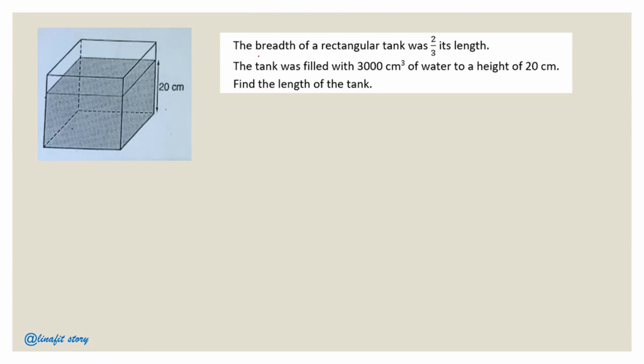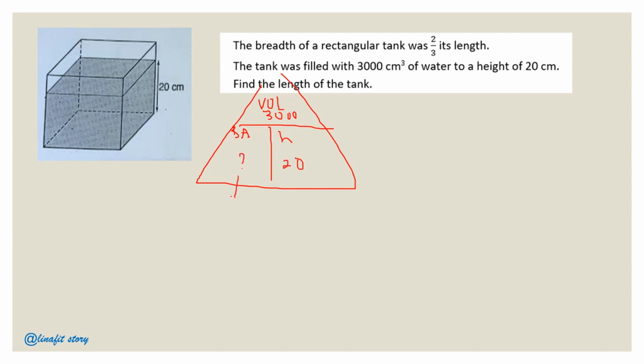The breadth of a rectangle tank was 2/3 its length. The tank was filled with 3000 cubic cm of water to a height of 20 cm. Find the length of the tank. Remember, to get the volume is base area times height. The volume is 3000 cubic cm. The height is 20 cm. How to get the base area? It's 3000 divided by 20 equals 150 square cm.